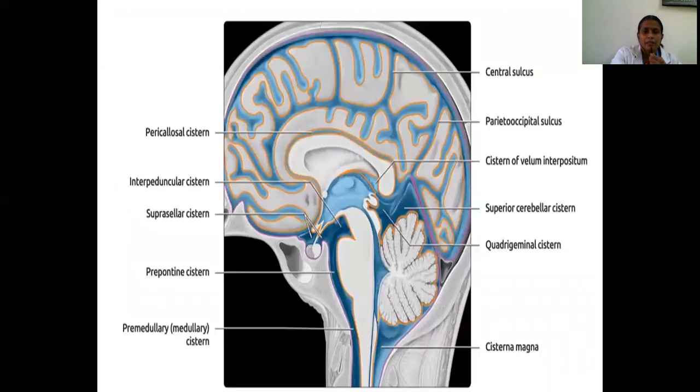Here you can see the picture of the cisterns. The first one is the superior cistern, which is present dorsal to the midbrain. The next one is the cisterna magna or cerebellomedullary cistern. It is present between the cerebellum and the medulla. The third one is the pontine cistern. It is present near the pons. And the fourth one is the interpeduncular cistern. It is present in the cerebral peduncles.